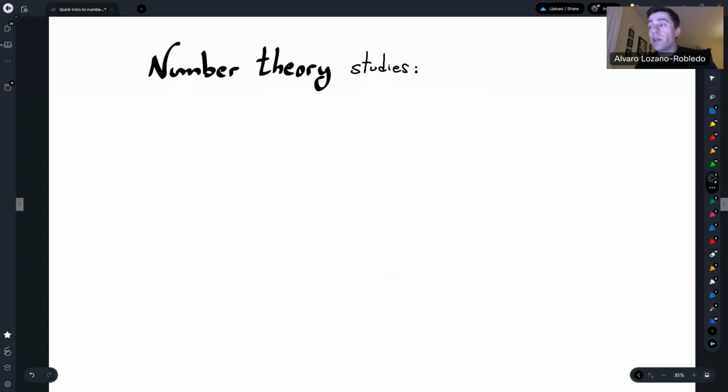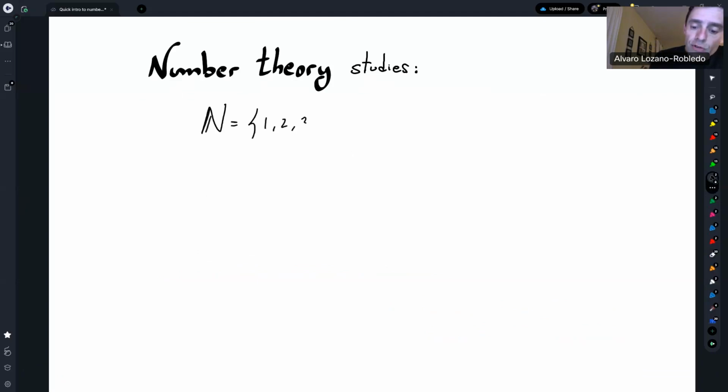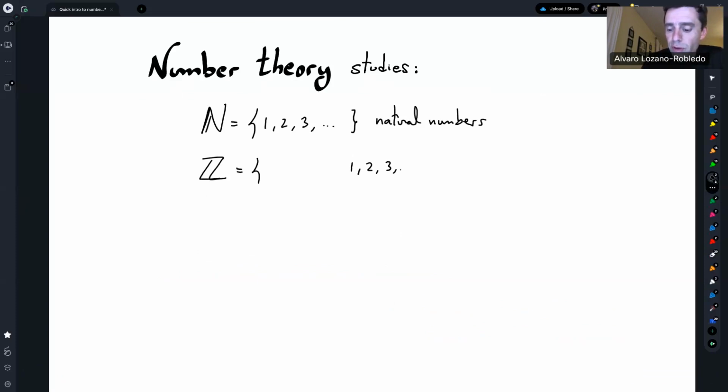So what is number theory and what do we study? In number theory, we study, first of all, the natural numbers. So the numbers 1, 2, 3, ... the natural numbers. And of course, we are also interested more generally in the integers. So the integers are the natural numbers, 1, 2, 3, etc., but also the number 0 and also the negative numbers. So these are the integers. And that's the symbol for the integers.